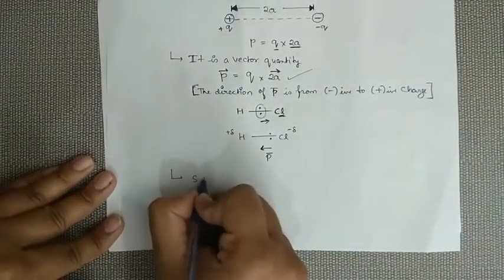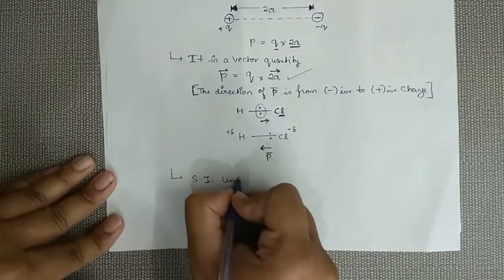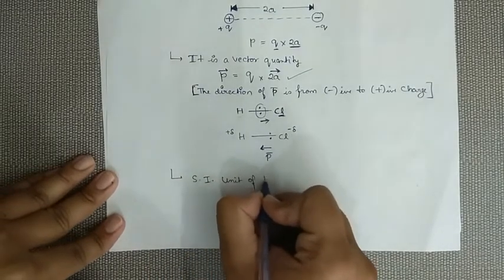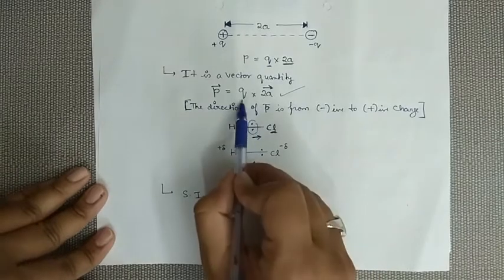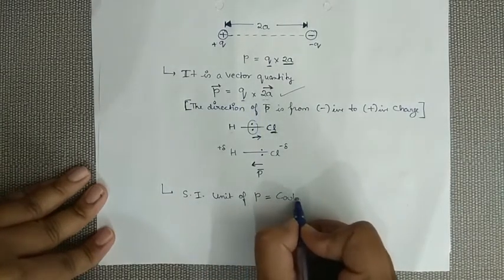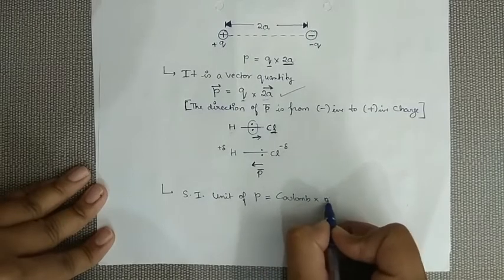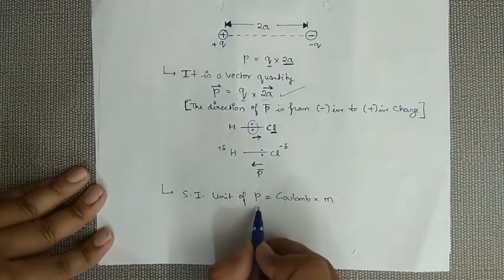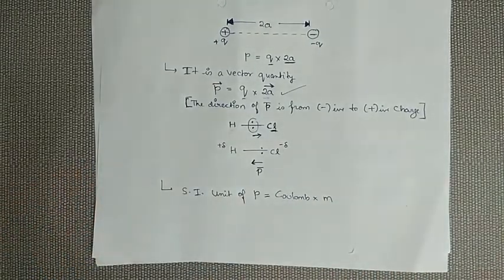So the SI unit: you can see from this formula, charge into distance. For charge we use coulomb and distance is meter. So coulomb meter is the SI unit of your dipole moment P.